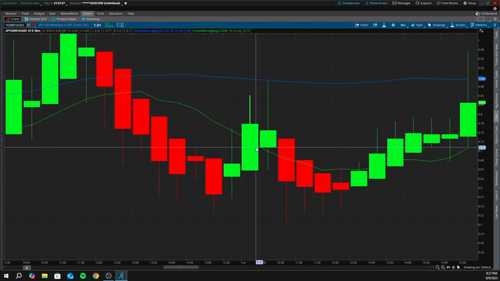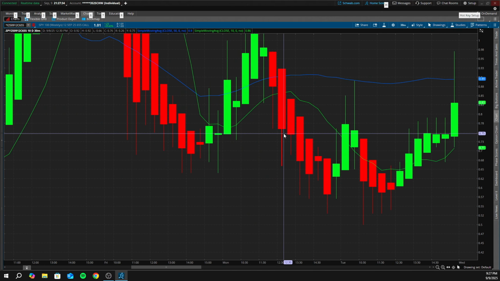So once that 0DTE chart went negative, that gave me the confirmation to take this trade, that we're most likely going to reject that 50 and see it move lower. So that's what I did today when it comes to SPY.